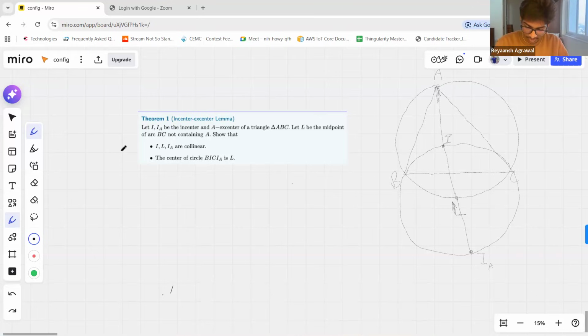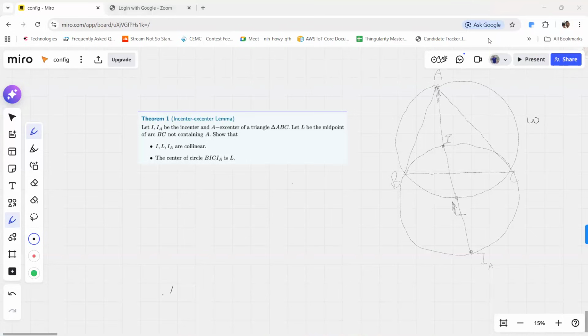Essentially, it says that if we have a triangle ABC and its circumcircle, call it omega, and say the angle bisector of BAC intersects the circumcircle at L, then L is the midpoint of arc BC not containing A. Can anyone prove this? Someone who hasn't seen it before, preferably.